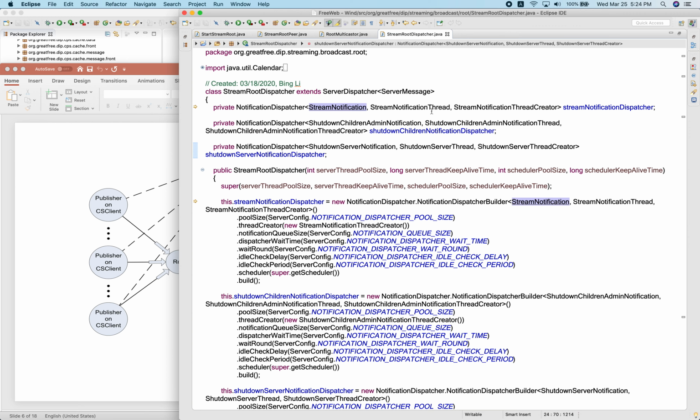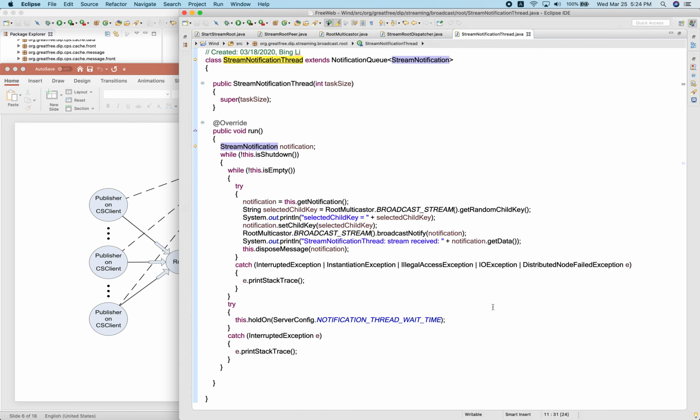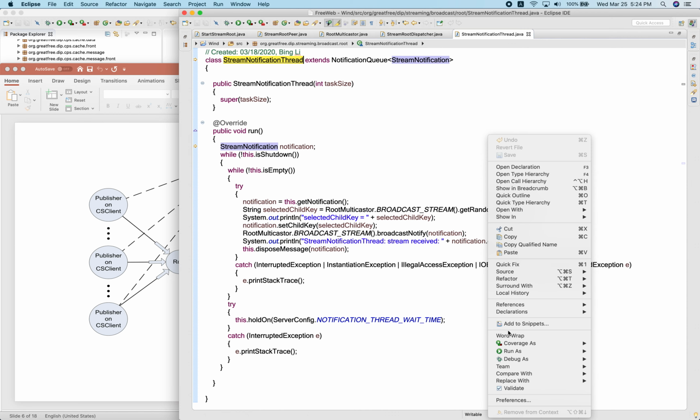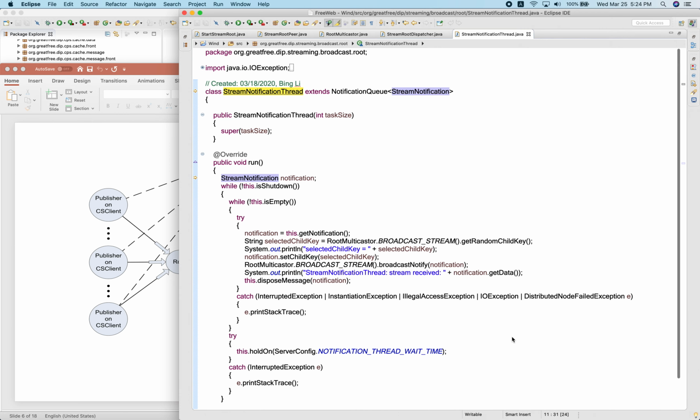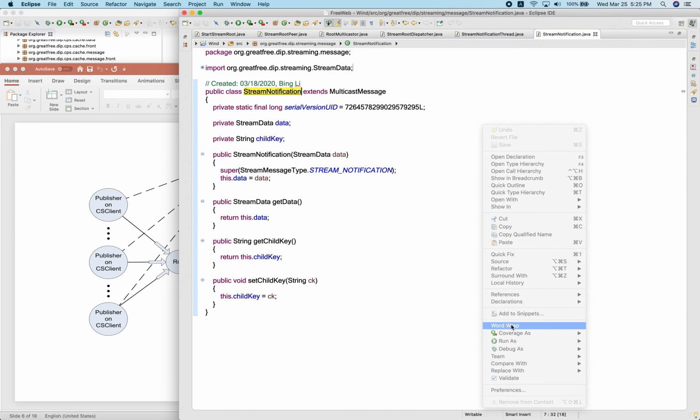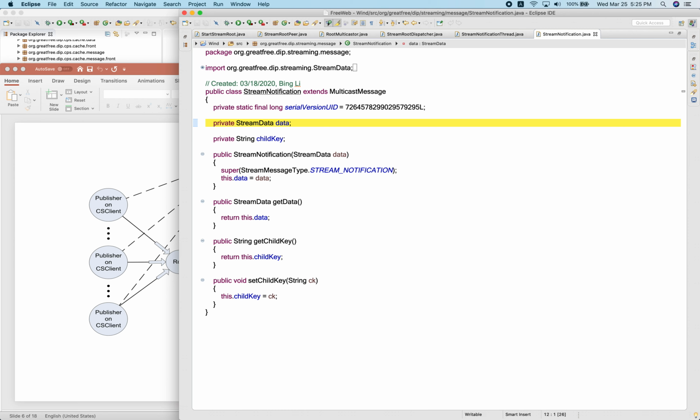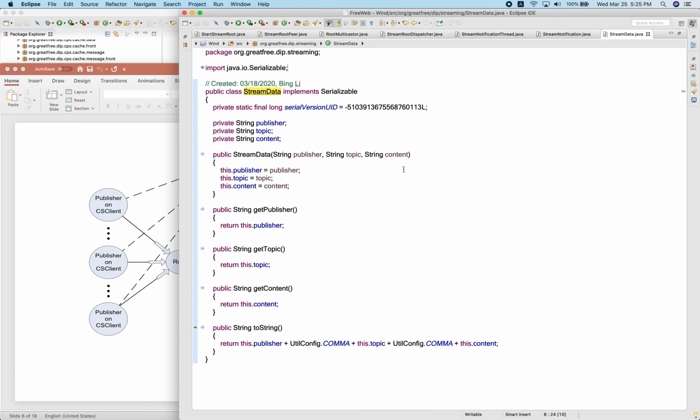Okay, let's continue. How to do that? I think you can understand it. It's easy to understand. Okay, you can see here, this is the thread. Because of this notification, let us take a look at what it looks like. This is the data to be broadcast. I call it stream data. What does it look like? Okay, the publisher, topic, and the content. Content may be the data.